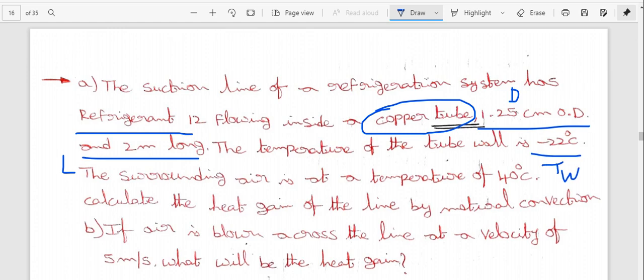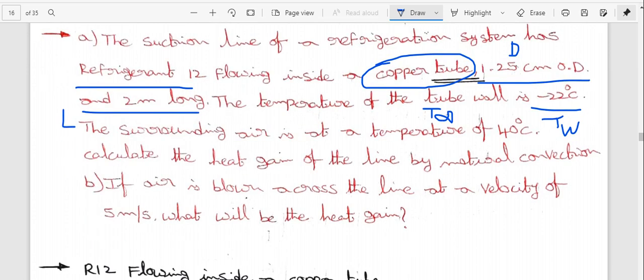The surrounding air is at a temperature of 40 degrees centigrade. So here surrounding air means T infinity equal to 40 degrees. Calculate the heat gain of the line by natural convection. So this is a natural convection problem.